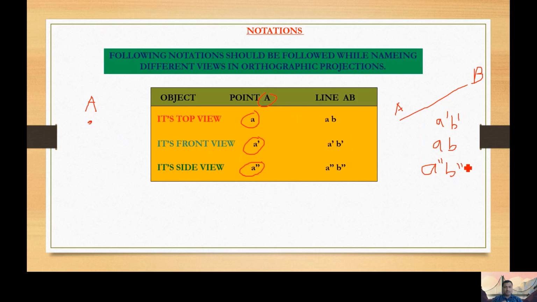First angle means front view above, top view below, right? Left side view will be on the right of the front view. This is first angle. Third angle means front view below, top view above, left side view will be on the left of the front view, right? So this is all about the theory of projections.